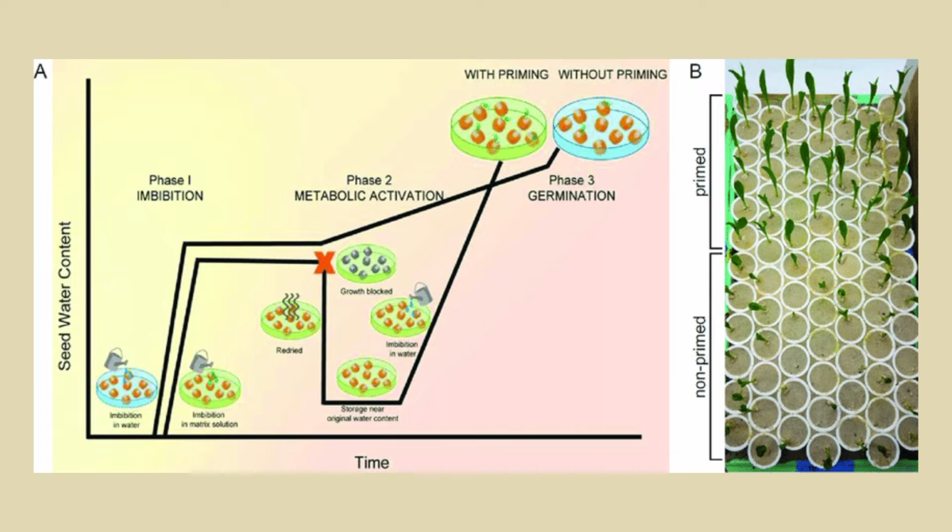There's another example of comparison between primed seed and unprimed seed. When the seed undergoes imbibition in a matrix solution, the primed seed is able to undergo faster emergence and manages to germinate earlier compared to non-primed seed. If we look at the diagram at B, we can see the differences between the primed seed and non-primed seed. The primed seed grew uniformly compared to the non-primed seed.